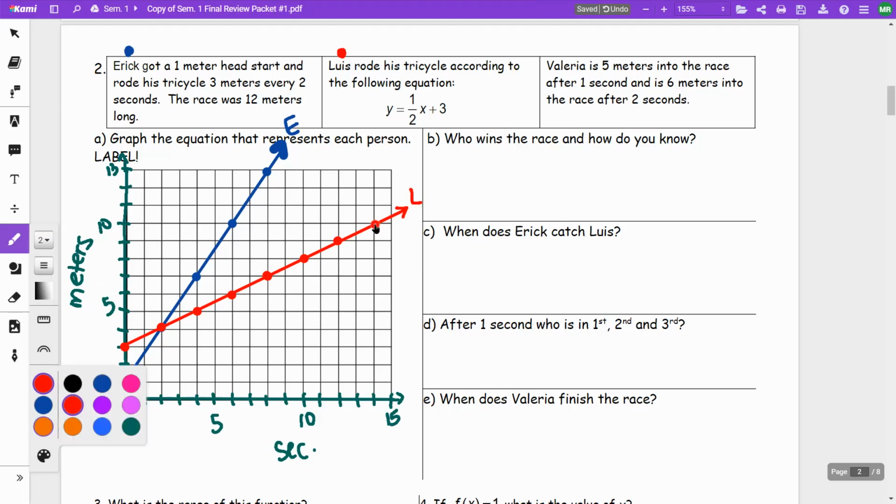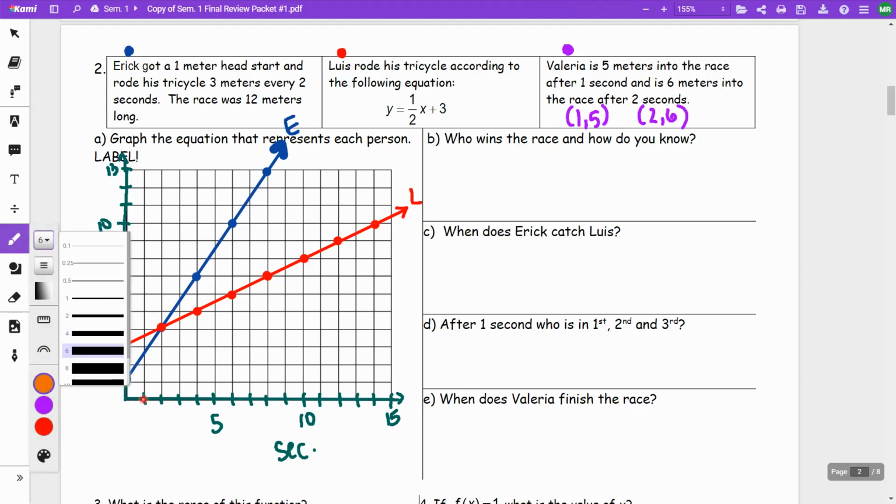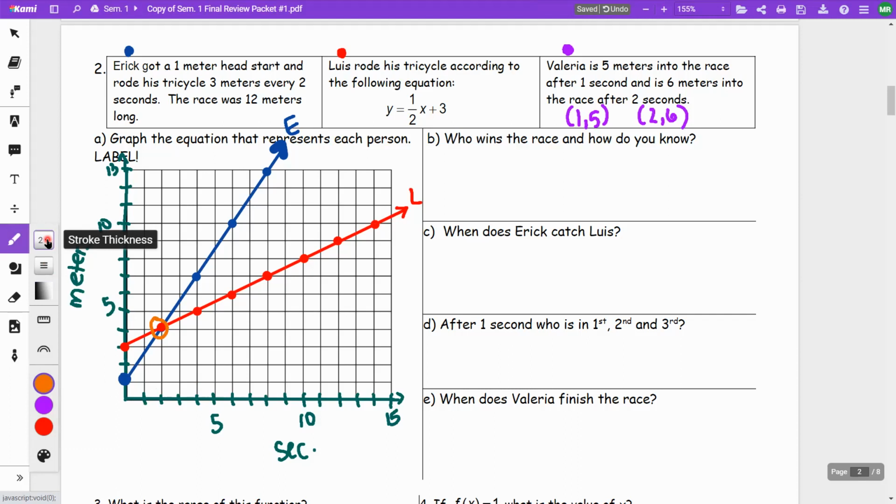Okay, and my next one, let's say I do it in purple. So Valeria is 5 meters into the race after 1 second. So that's going to be the point 1,5. And then 6 meters into the race after 2 seconds. So that's going to be 2,6. So I'm going to plot those 2 points. So I'm going to go to 1,5. Oh, and real quick, I want to just emphasize that right here they met, because sometimes they ask us to find where certain people intersect. Okay.